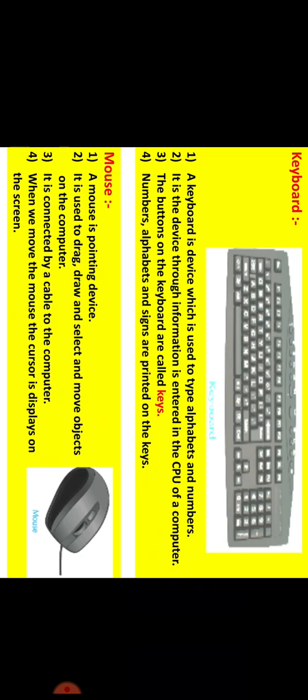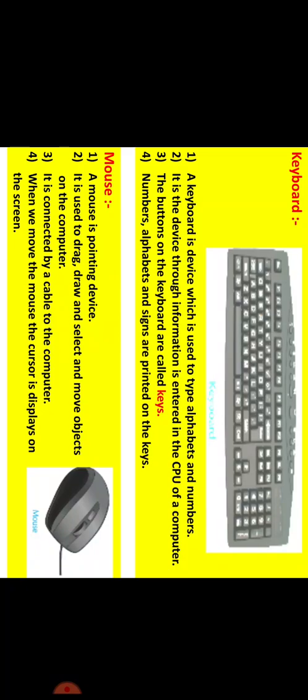We can move our picture on the computer with the help of mouse. We can click on the computer with the help of mouse. We can point on the computer with the help of mouse. Third point, mouse is connected by a cable to a computer. How is the mouse connected to the computer? With the help of wire or with the help of cable. We can connect the mouse to the computer.